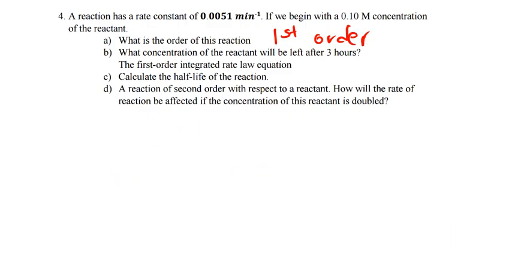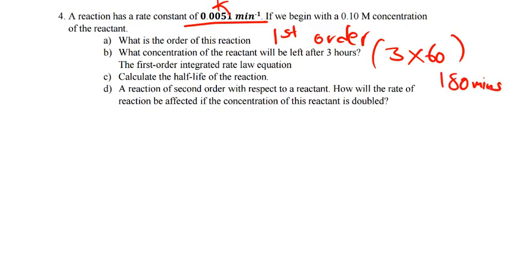What concentration of the reactant will be left after 3 hours? If you want to be smart, don't waste your time. The rate constant K has been given in minutes, so just convert the 3 hours to minutes. We have 60 minutes in an hour, so that is equivalent to 180 minutes. So that's our time. Now what's the equation that we use when dealing with first order?